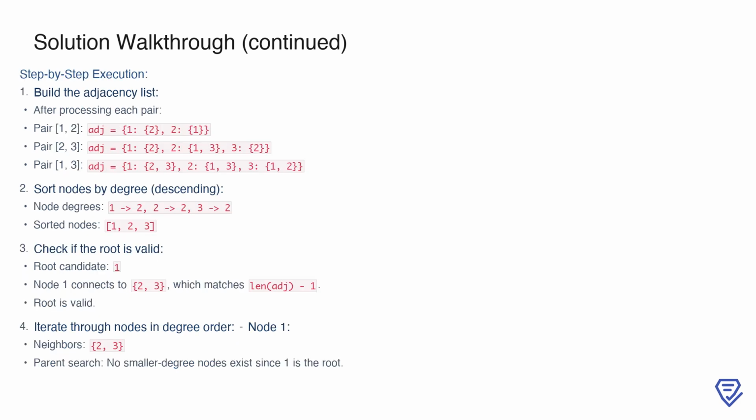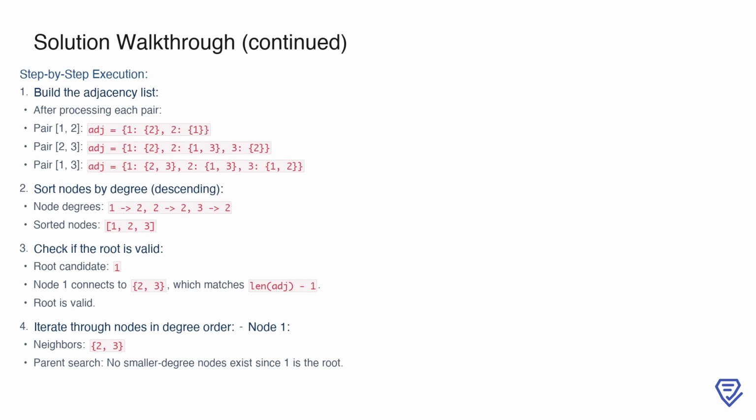In the next example, we take the input pairs [1, 2], [2, 3], [1, 3]. The first step is to build the adjacency list. Processing the pair [1, 2], we get adj equals {1: {2}, 2: {1}}. Adding [2, 3] updates the list to adj equals {1: {2}, 2: {1, 3}, 3: {2}}. Finally, incorporating [1, 3], the adjacency list becomes adj equals {1: {2, 3}, 2: {1, 3}, 3: {1, 2}}.